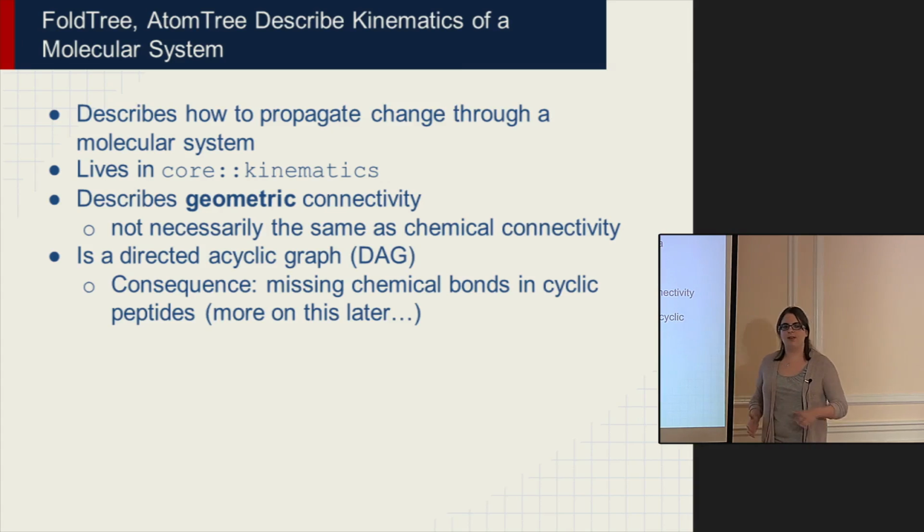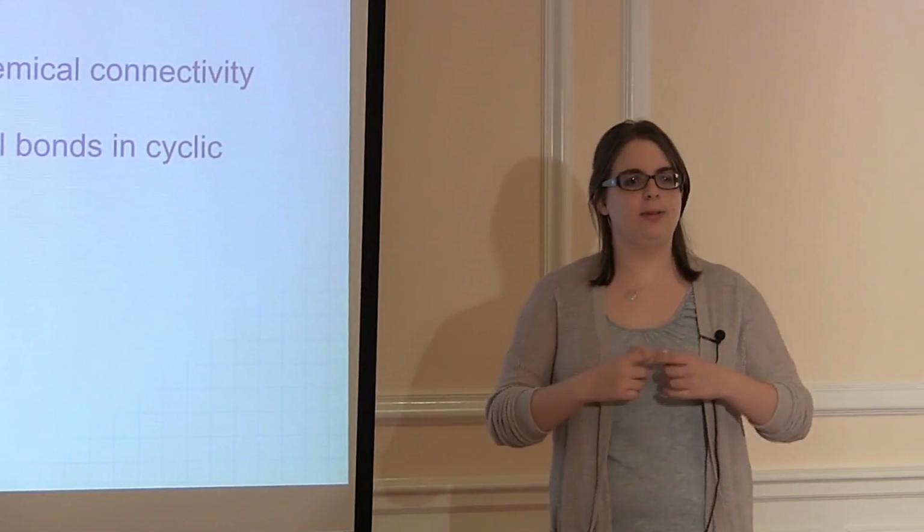If you're thinking on the atom level, if you have a residue with a ring system, like a phenylalanine, the closure of that ring is not necessarily represented in the FoldTree or in the atom tree. Or at the FoldTree level, if you have cyclic peptides, you can't necessarily close that.